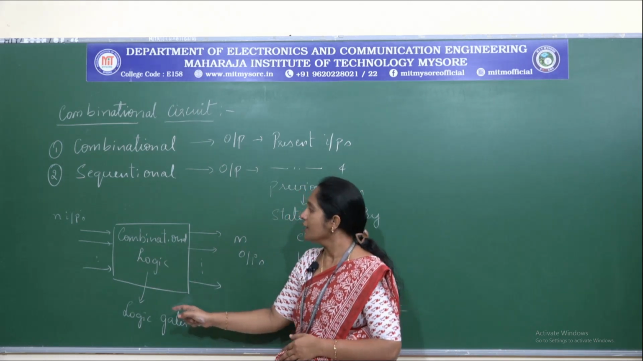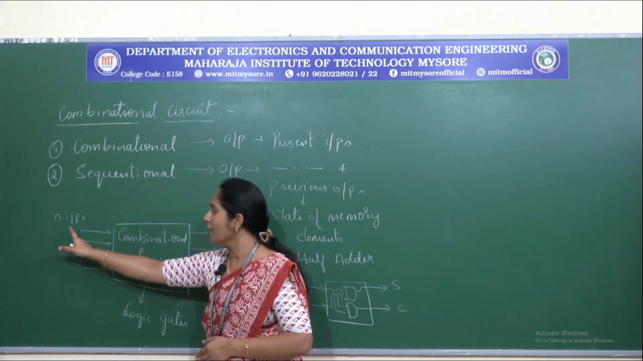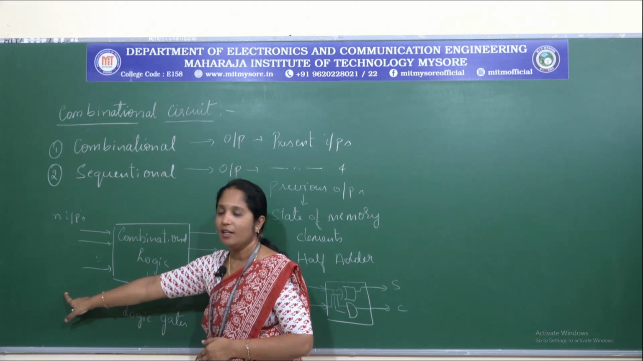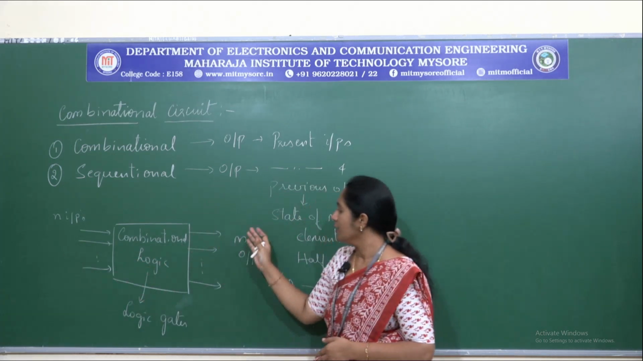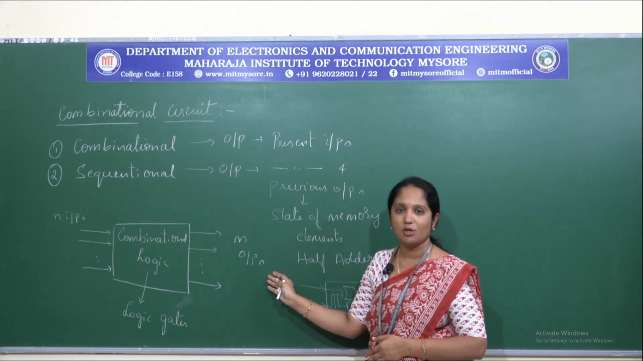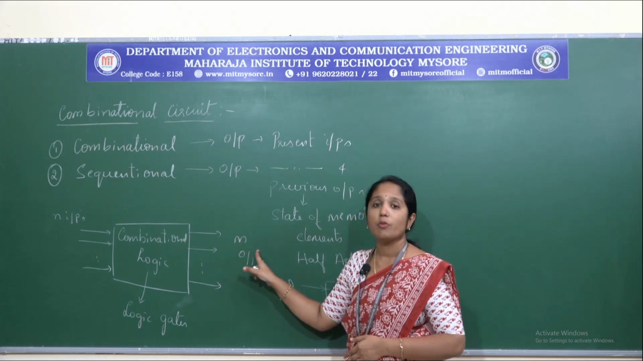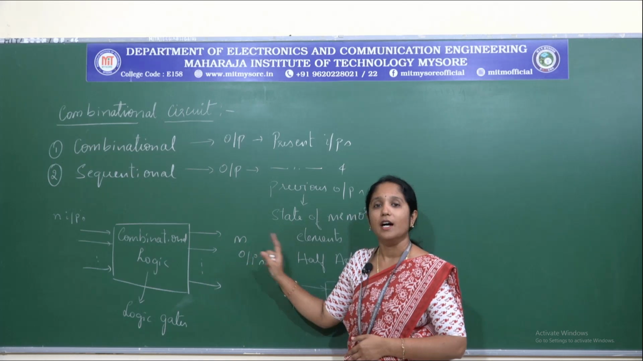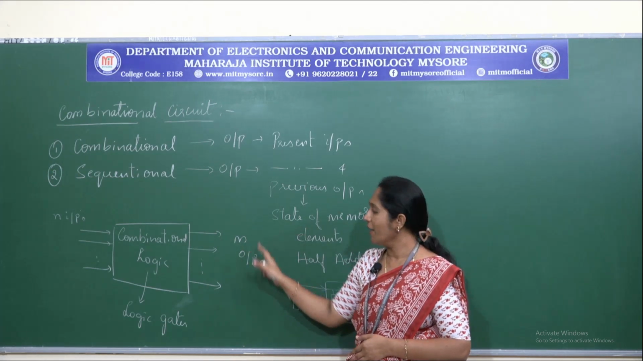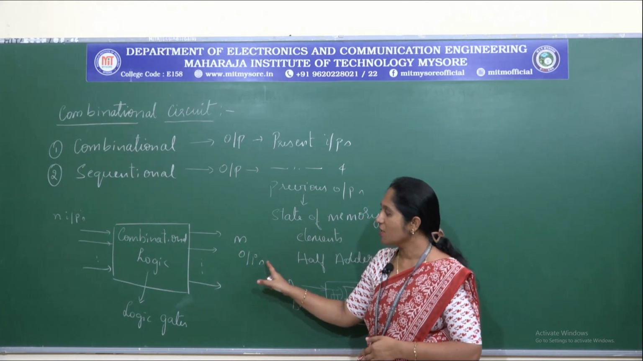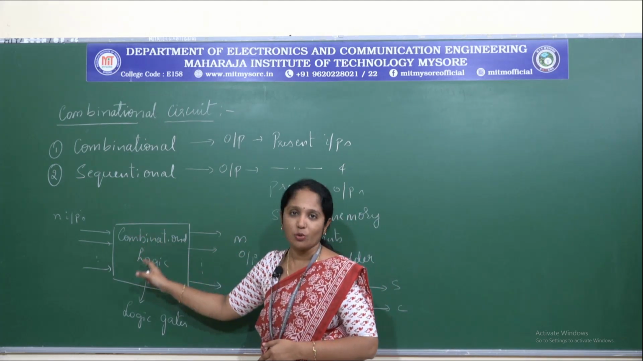In a combinational circuit, the n inputs whatever we have are all logical 1 or 0 values, and the m outputs whatever we have are also either logic 1 or 0, and each and every output will have a Boolean function. So it will have an expression, and that expression is obtained by writing the truth table.